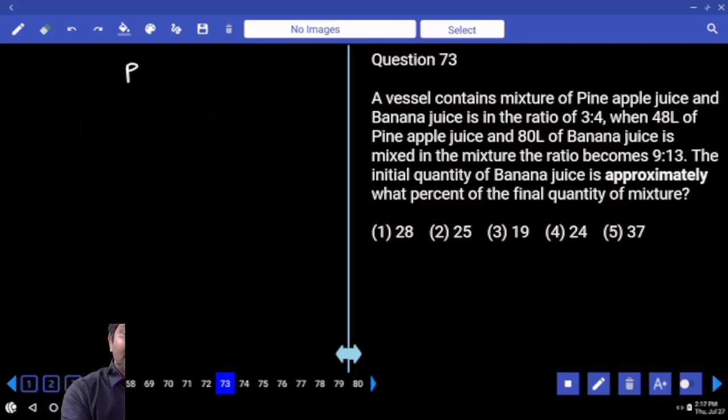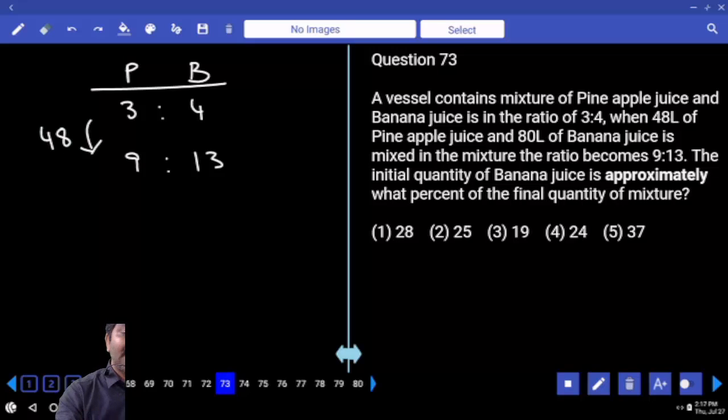What I want to do is, here we have pineapple and then banana, and ratio is 3:4. Finally, it becomes 9:13. Pineapple, how many liters added? 48 liters. Here, how many liters added? 80 liters. So I want to calculate the ratio between the quantities that are extra added here. 48 and then 80. 16, 3 times 16. If this value increased by 3 parts and this value increased by 5 parts, directly we can take 1 part is equal to 16.